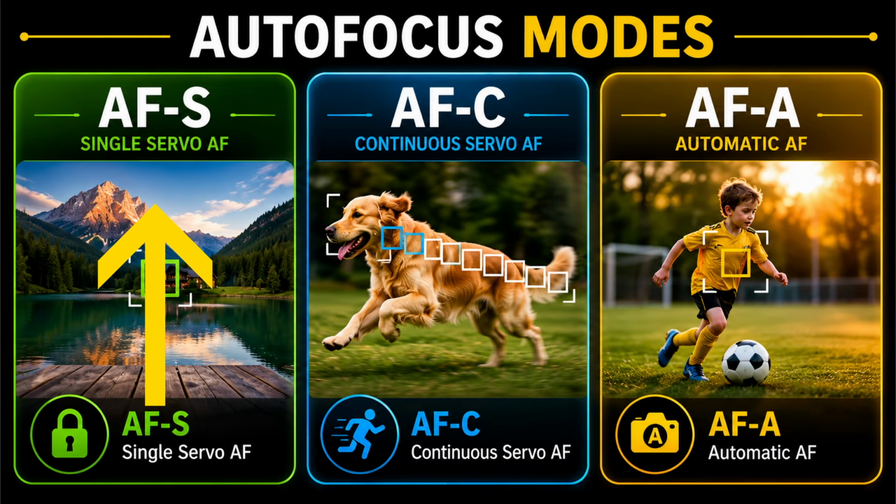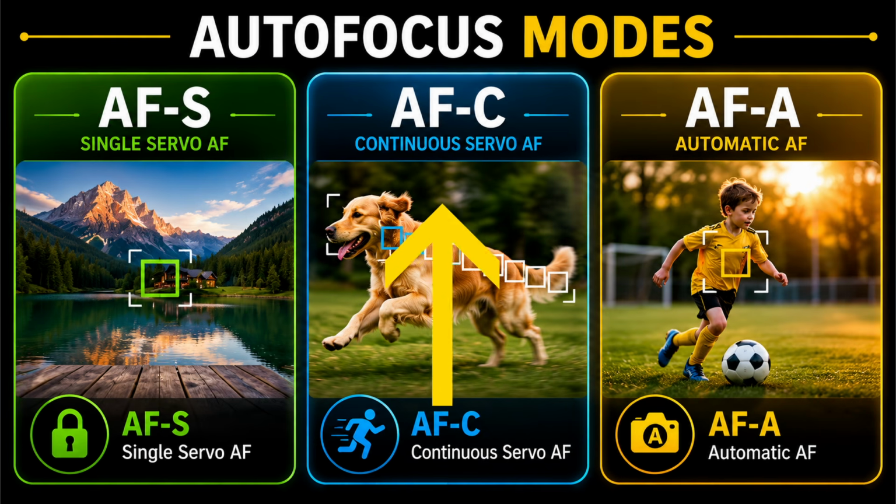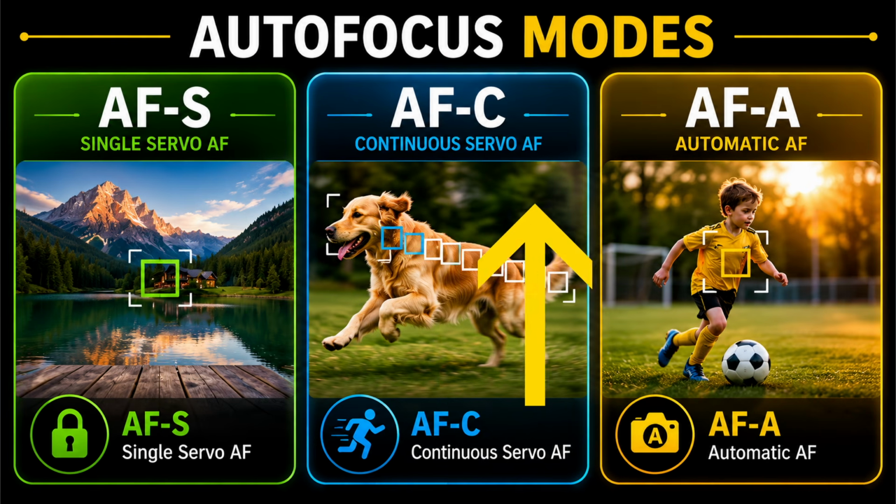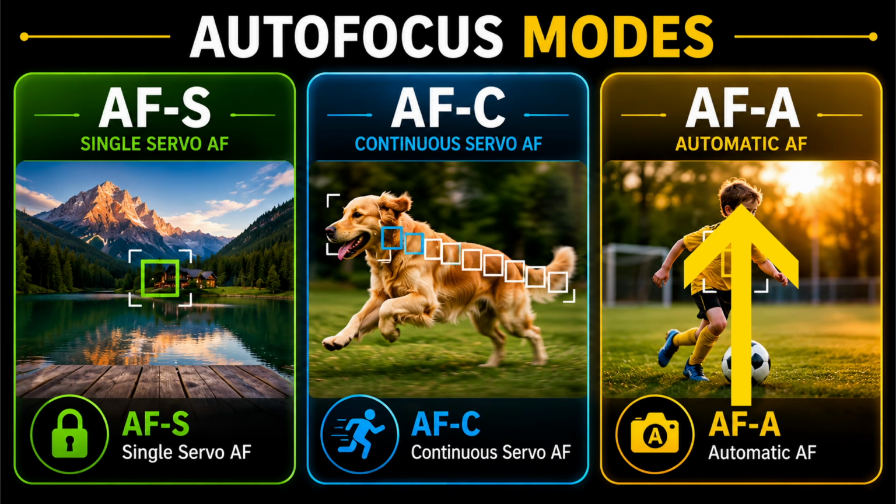As a simple rule, remember that AFS is for subjects that stay still, and hence S for being still. AFC is for subjects that move, i.e. continuous movement, and AFA lets the camera decide.